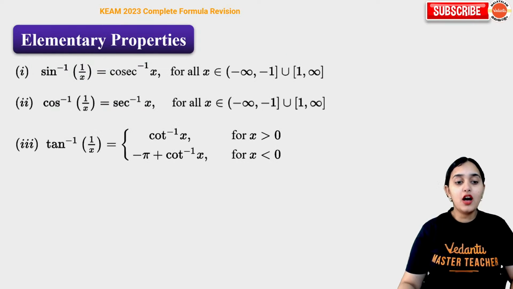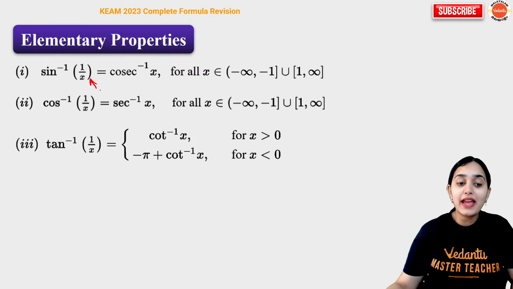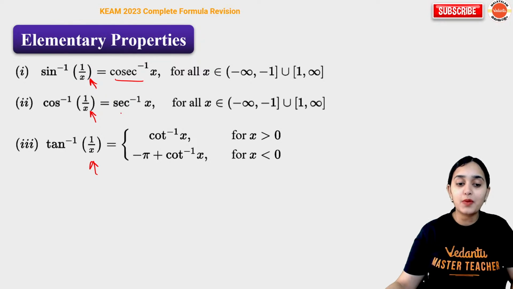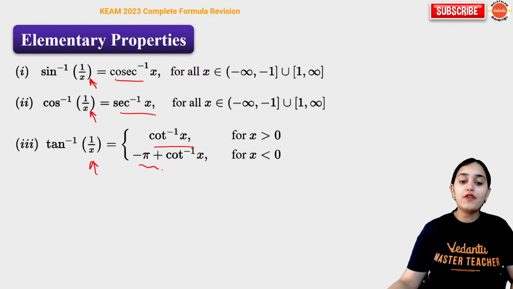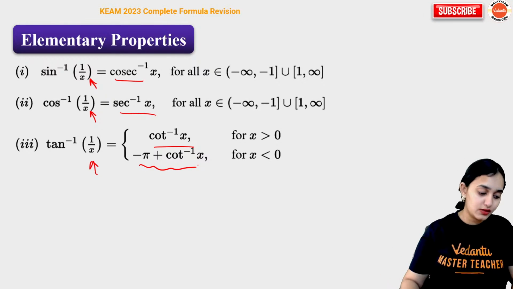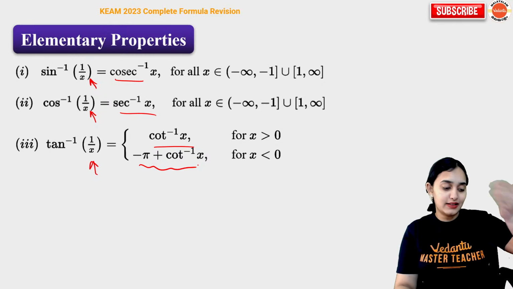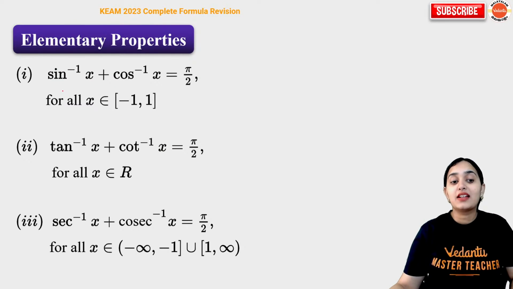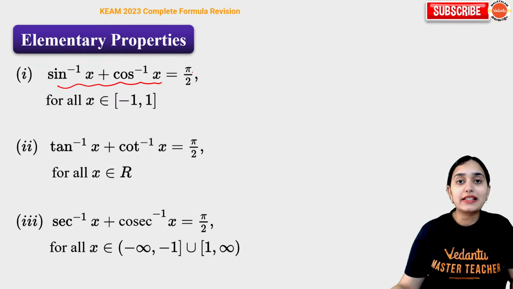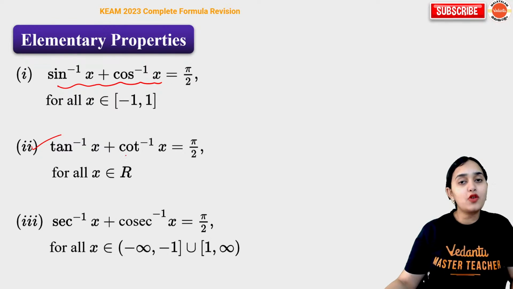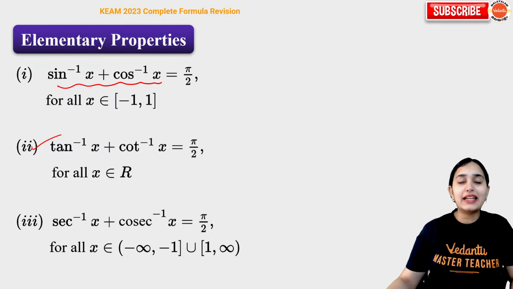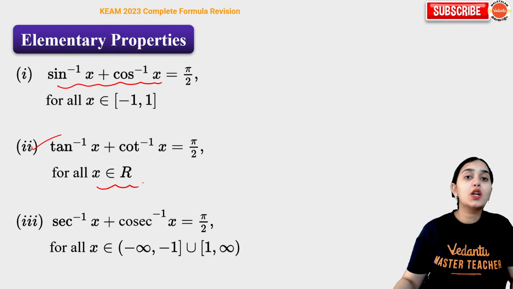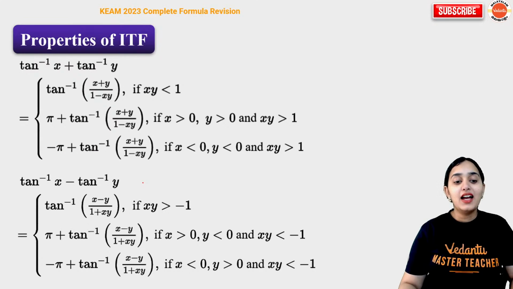Alright. Moving on. Sine inverse of 1 by x, cos inverse of 1 by x and tan inverse of 1 by x is their reciprocal itself. Only for cot, it will depend on the sign also, like x is greater than 0 or less than 0. Next, sine inverse x plus cos inverse x is pi by 2. Tan inverse x plus cot inverse x is pi by 2. And secant inverse x plus cosec inverse x is pi by 2 in their domain.